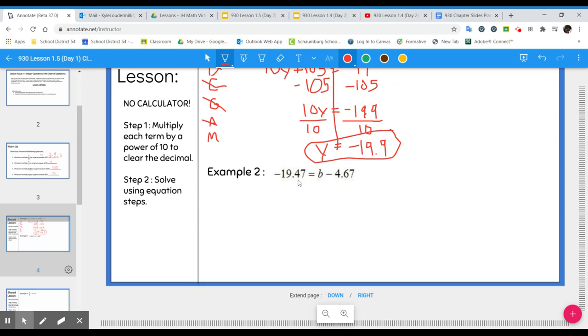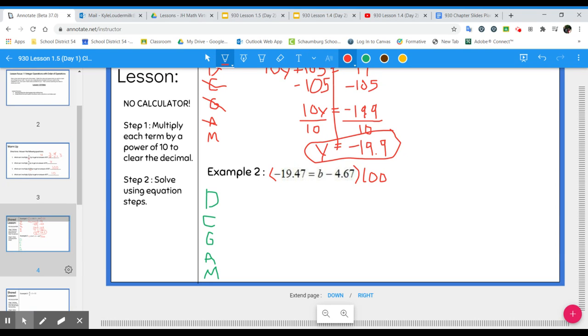Again, I look to see how far do the decimal places go. In this example, they go to the hundredths place, so I need to multiply by 100. Put my checklist off to the side. I'm going to use a different color just so it doesn't get confusing. D, C, G, A, M. All right, go back to red to solve. So I have to distribute the 100. I put that in, so I'm going to distribute it.